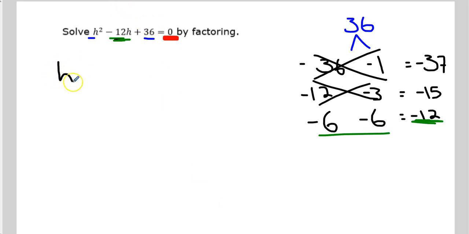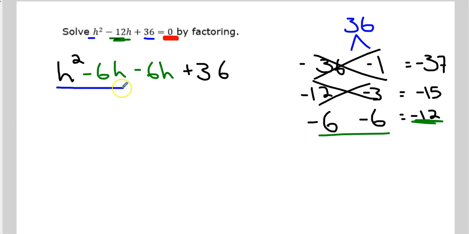So we take our factors, break up the middle term into two new terms. And now we can factor by grouping. Look for what's in common with your first group, and look for what's in common in the second group.